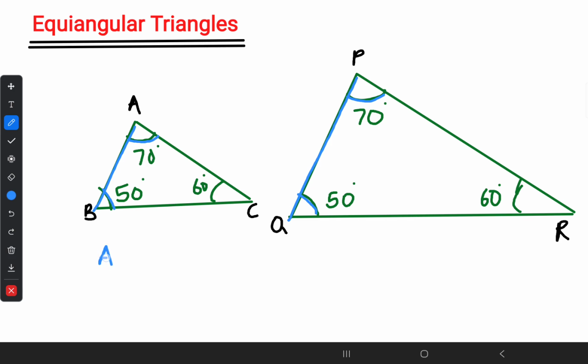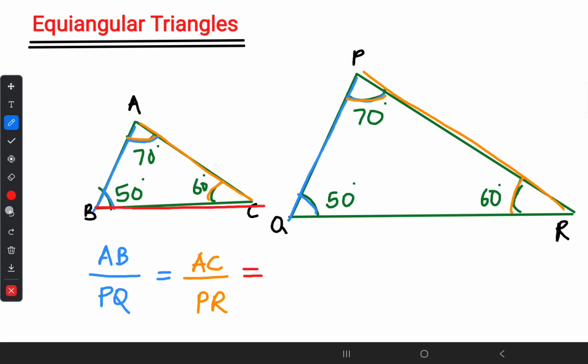So, AB upon PQ should be equal to, let's come to the next one. The side located between 70 degree and 60 degree in the small triangle, and 70 degree and 60 degree in the larger triangle. So, these two are also the same. AC upon PR, not the lengths are the same, the ratio. Third one, this should be equal to the third side, the included side between 50 degree and 60 degree. BC upon QR.